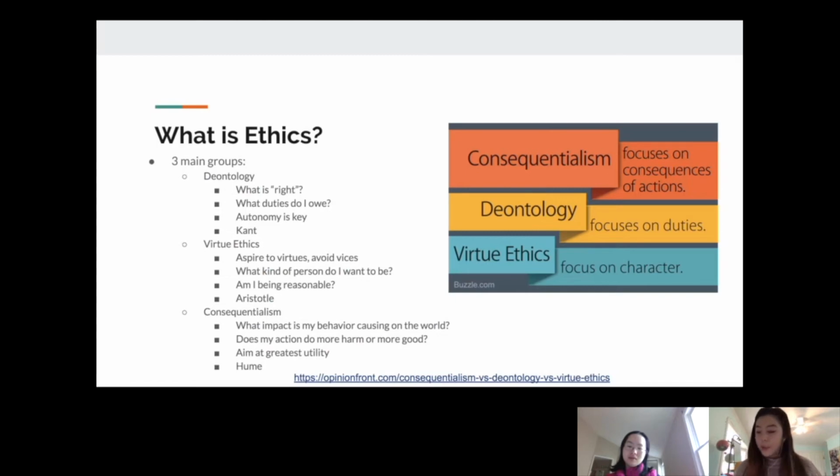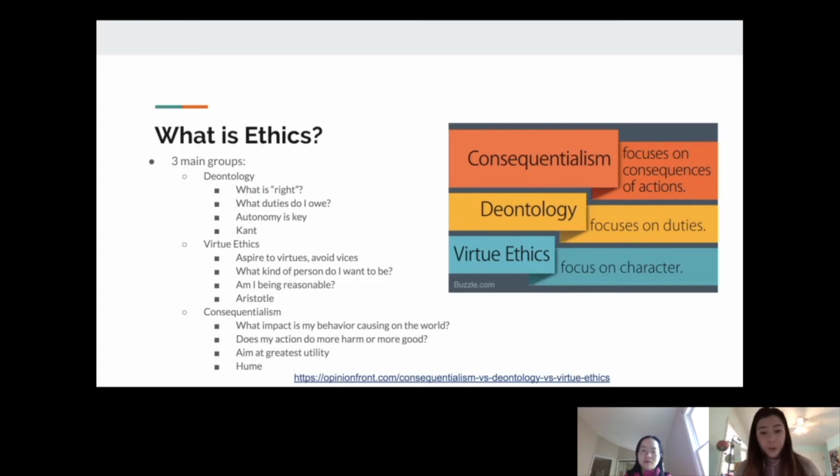Deontology was proposed by Immanuel Kant, among others, and it seeks to find out what is universally right. It focuses on what duties you owe to other people and whether your actions and intentions are fulfilling these duties. In deontology, respecting the autonomy of others is a key characteristic, and it seeks to find the definition of what is good by looking at philosophical reason.